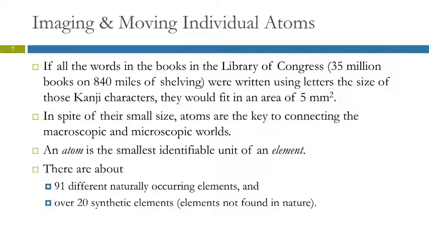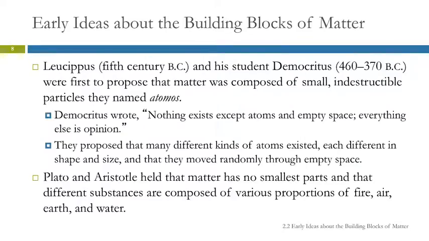They are the connection, though, between the macroscopic world that we can see and microscopic and submicroscopic worlds. So an atom is the smallest identifiable unit of an element. There are about 91 different naturally occurring elements, and there are over 20 synthetic elements. Those are ones that are not found in nature. And they've been adding and giving names to some of the newer ones. So any questions?